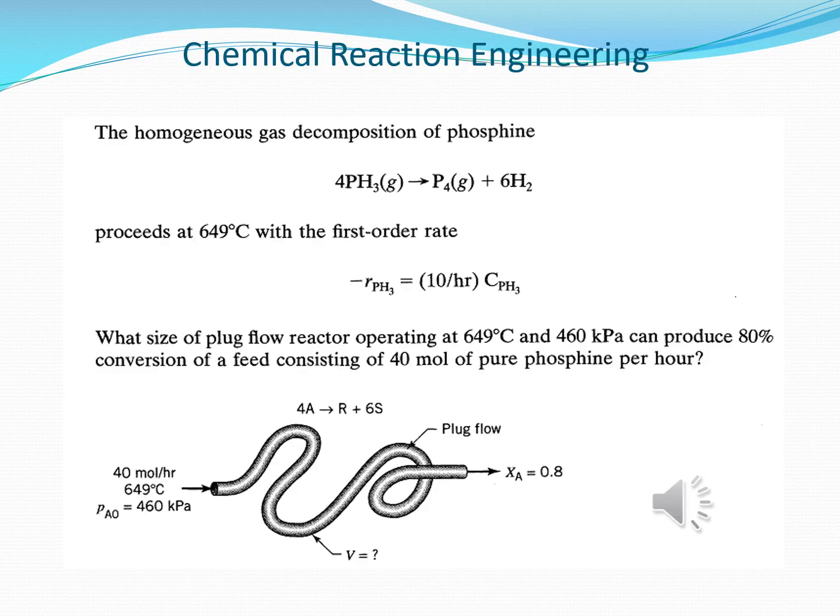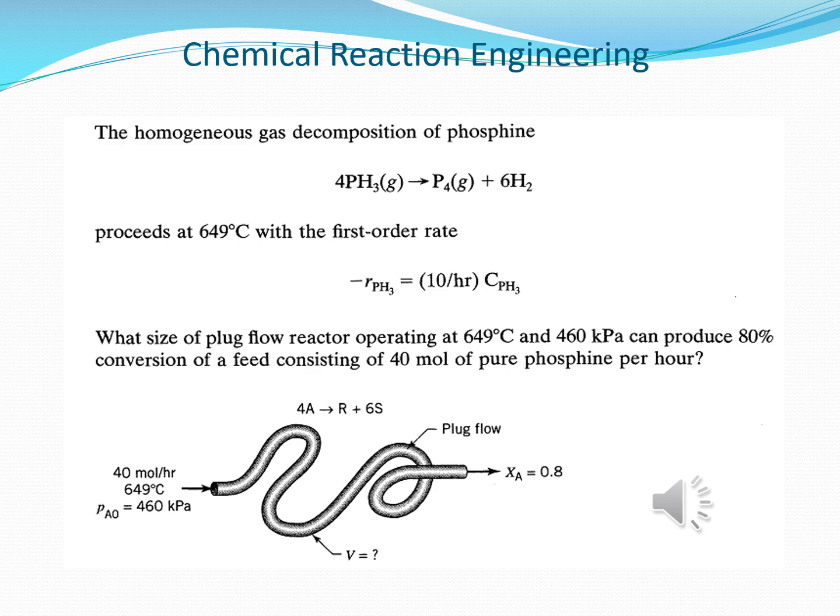So let us move towards the next example. The example statement is the homogeneous gas decomposition of phosphine, 4PH3 gives P4 and 6H2, which proceeds at 649 degrees Celsius with a first order rate, minus r_A for phosphine equals 10 per hour times C_A, where 10 is the value of the reaction rate constant.